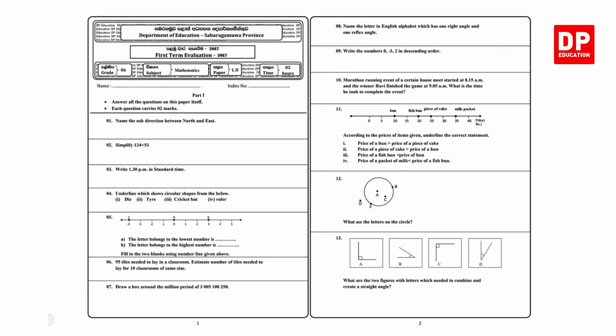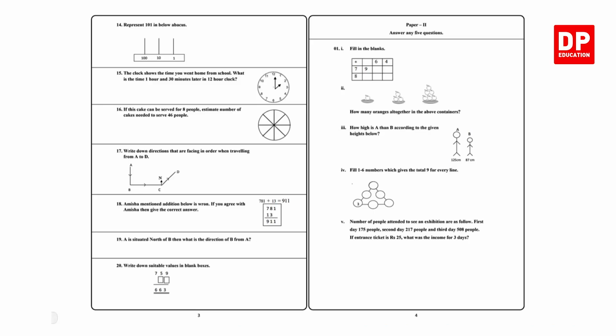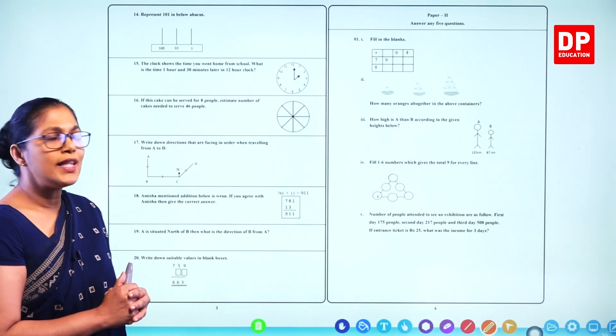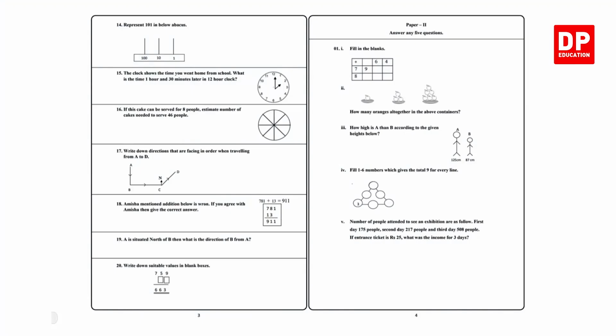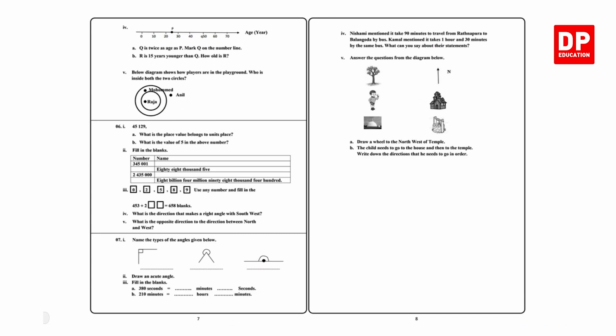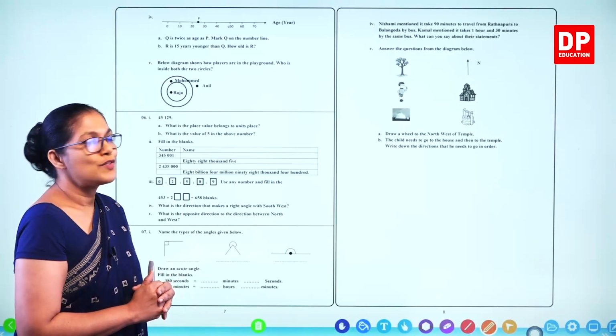Questions 1 to 7, then you get 8 to 13, then 14 to 20. Then paper 2. Answer any 5 questions. Each question worth 12 marks. Question number 1, 2, 3. Then you get 4, 5, 6, 7. So let's do this paper now.